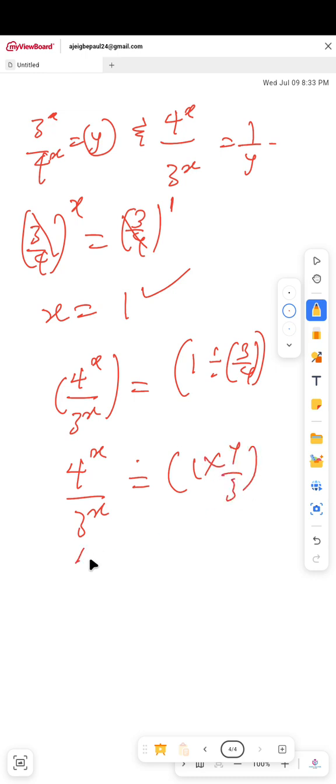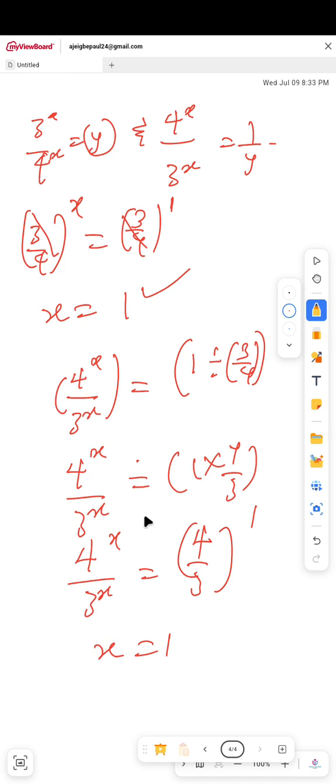So we can say that 4 raised to the power of x over 3 raised to the power of x is also equal to what? 4 over 3 raised to the power of 1. So we have x is equal to 1 when y is 3 over 4. But when y is 4 over 3, what will be the value of x?